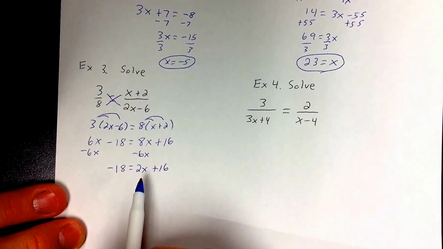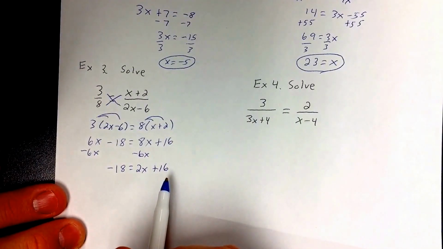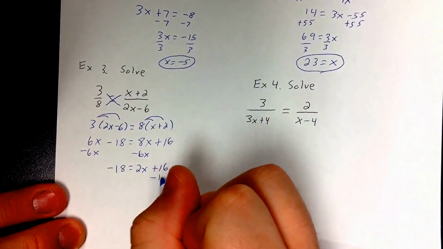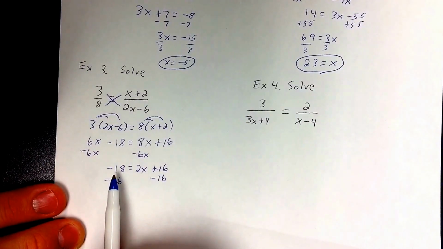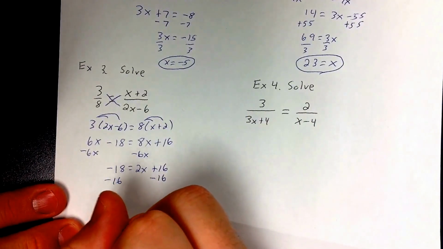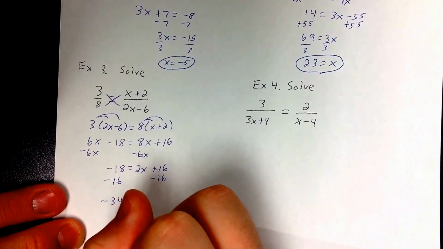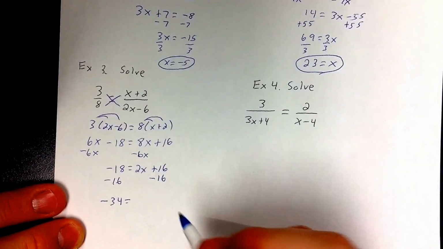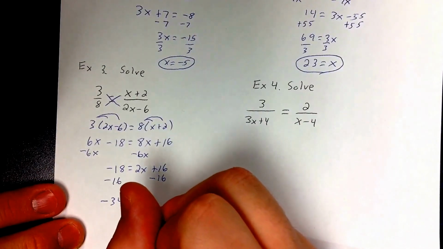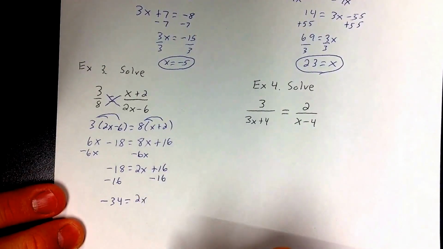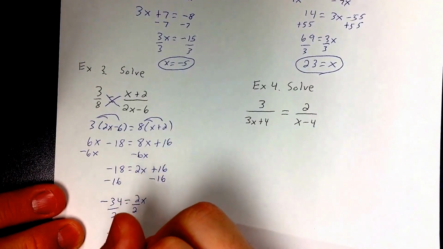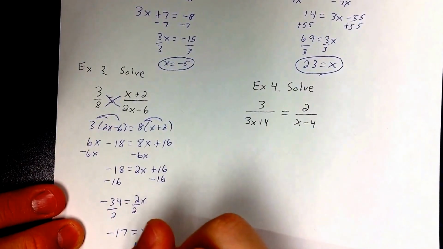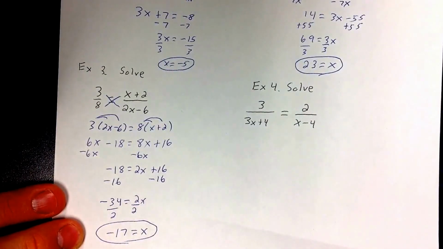Variables on the right hand side, it's not by itself because the 2 and the plus 16. So I get rid of the plus 16 by minusing 16. Again, I'm combining these two numbers. If I'm combining them and they're the same sign, I add and keep the sign. So negative 18 and negative 16 combine to get negative 34 equals 2x. And then I have to divide both sides by 2. I get negative 17 equals x.